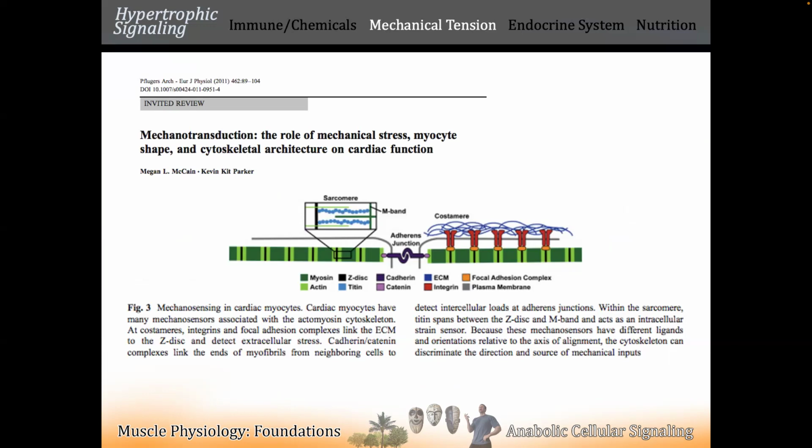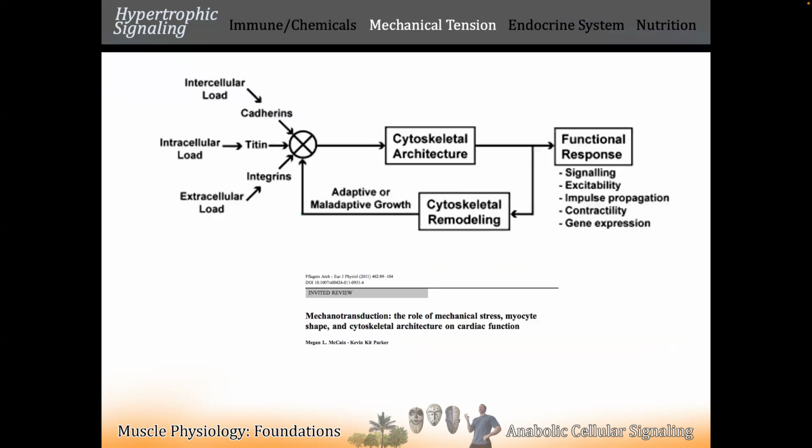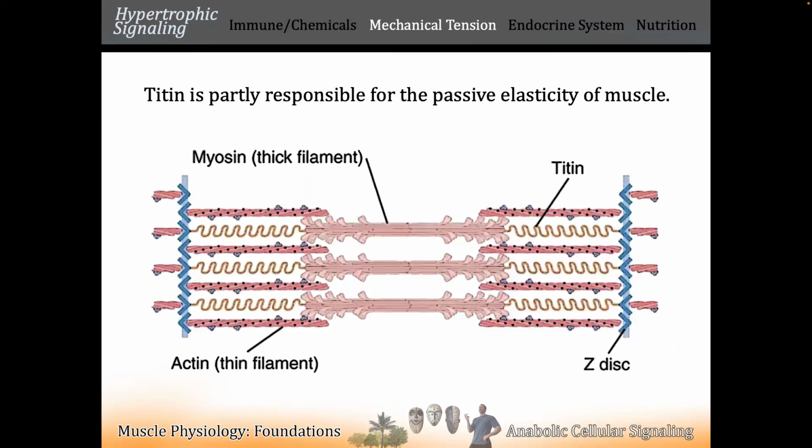So all three of these are mechanosensors, and the cadherins are sensing intercellular loads. That's what they're sensing. Cell to cell communication, intercellular loads. Titin is sensing intracellular loads within the cell. Titin is not a transmembrane protein. The other two are, but titin isn't. It's just sensing the inside of the cell, inside the sarcomere, intracellular loads. And then there's integrins, extracellular loads from the extracellular matrix to the inside of the cell. That's what integrins are sensing.